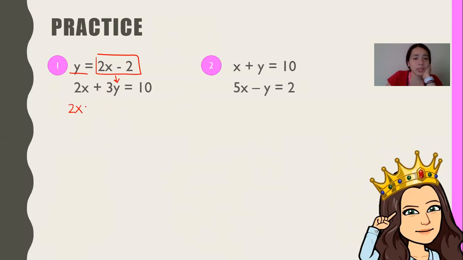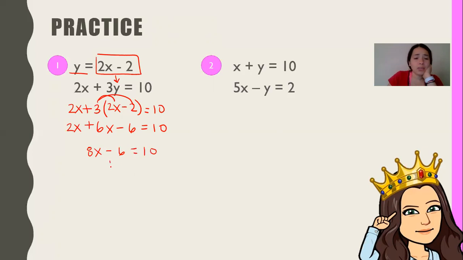You go 2x plus 3, and instead of y, we're going to put in 2x minus 2 equals 10. Okay. And then we go, what's 3 times 2x? That's 6x. What's 3 times negative 2? That's negative 6. 2x plus 6x is 8x. Let's try to get that by itself, so let's move the 6 to each side. 10 plus 6 is 16.